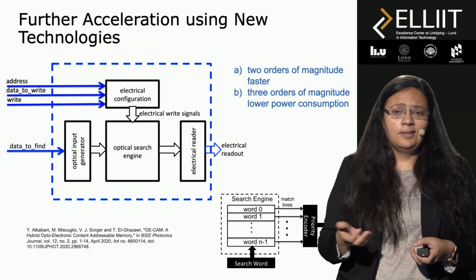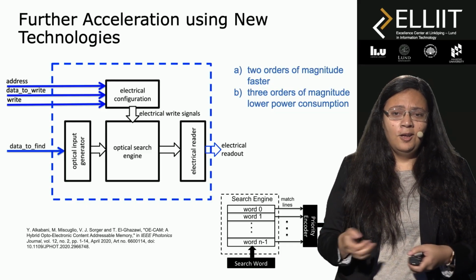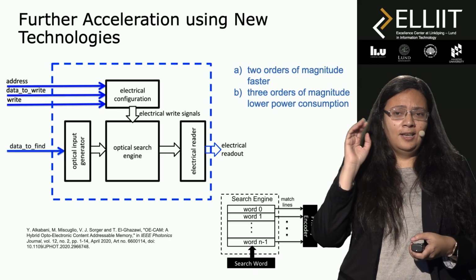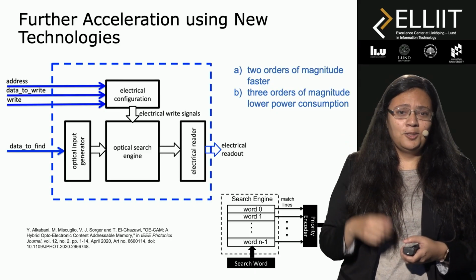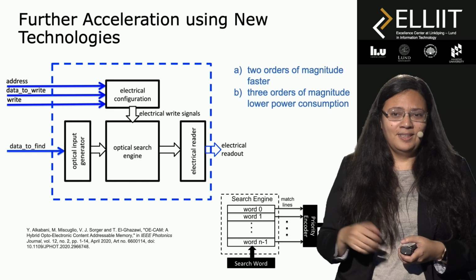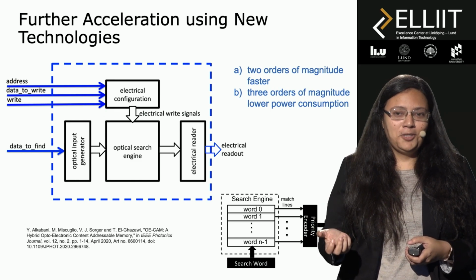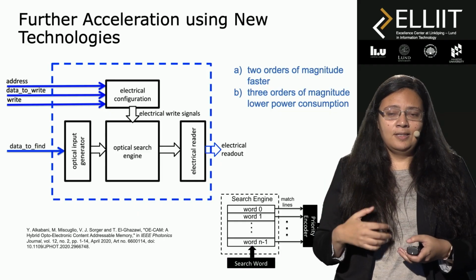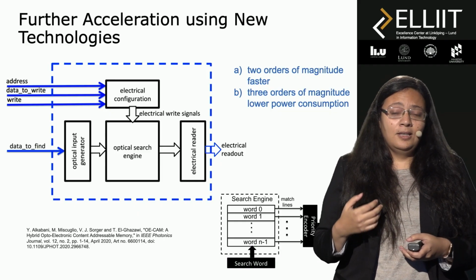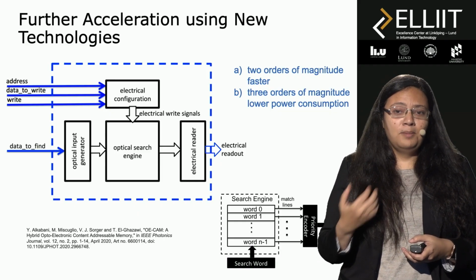And it will answer, no, we don't have this data, or yes, we have this data in this specific location. So it looks like a search engine. And doing this search engine in CMOS technology is inefficient, especially if the memory size is large, and it consumes a lot of power, so it's impractical.